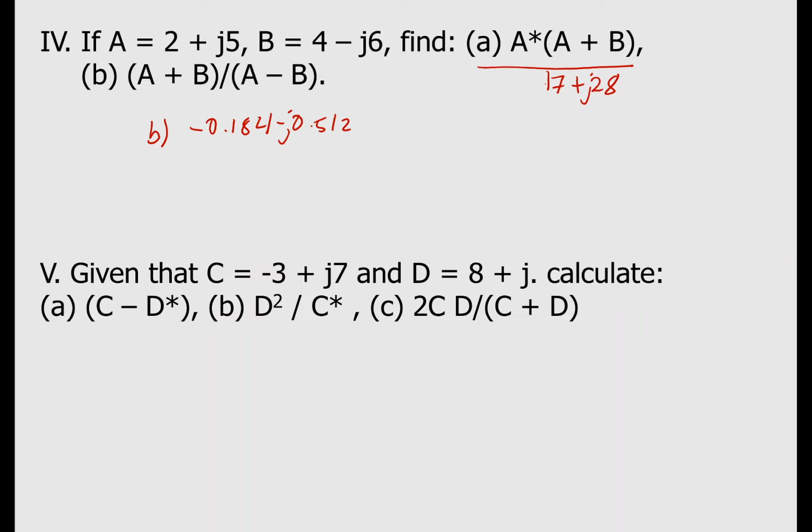So let's try solving C. We store negative 3 plus 7i as C. And then D, 8 plus i. So I have already stored C and D, and then you follow. So you have alpha C minus alpha D.